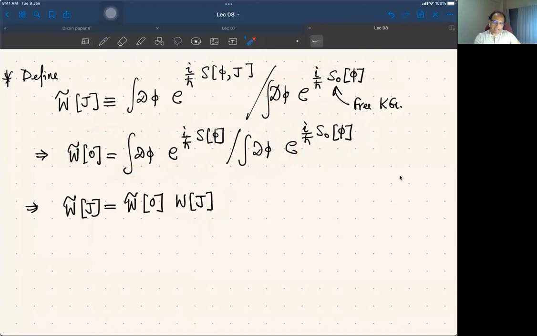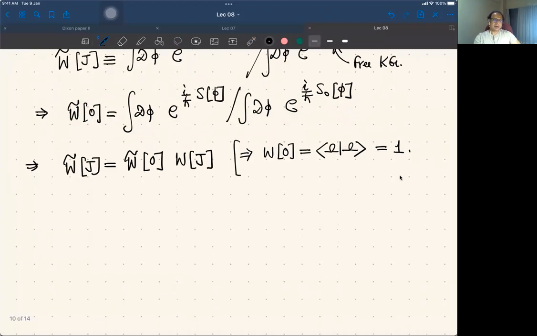But if you now set j equal to 0 on both sides, then that would imply that W of 0, this is W tilde 0, this is also W tilde 0. So W of 0, which is the vacuum overlap, the interacting theory vacuum, that is 1. Okay.